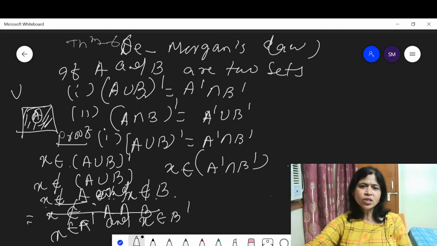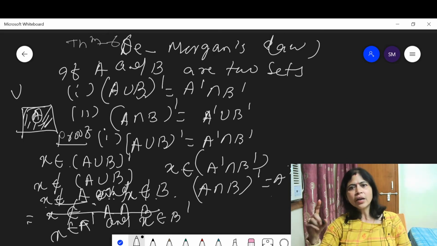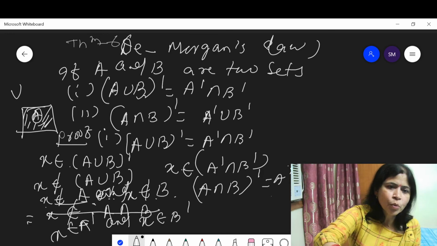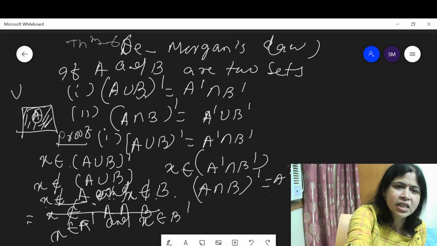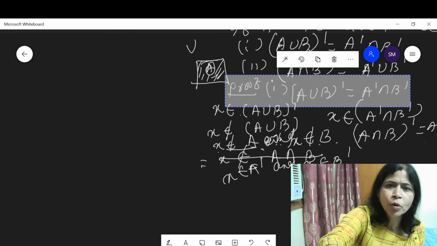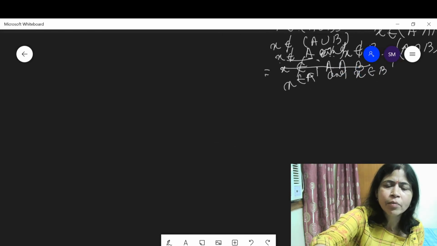Hence we prove that A union B dash is equal to A dash intersection B dash. This is De Morgan's law, first part. Now let us prove the second part of De Morgan's law.